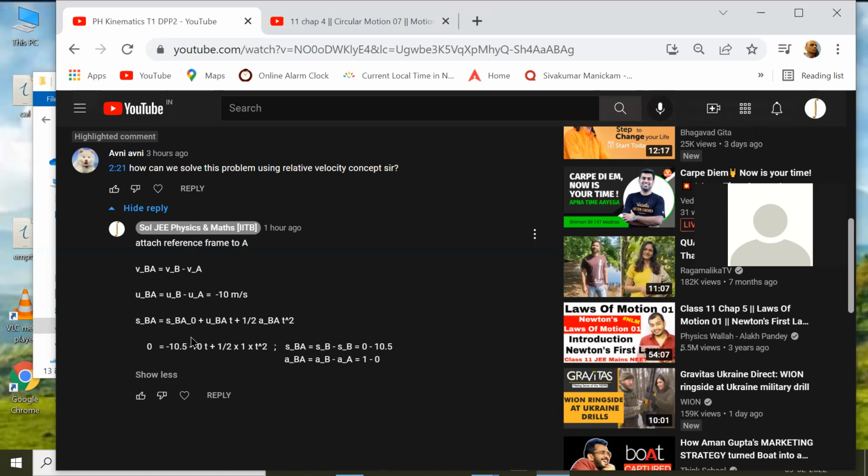Okay, so the same equation you just have to write in the reference frame attached to A. Whenever you use the frame attached to A, you just have to add the suffix A. Instead of SB, you write SBA. Instead of SB naught, you write SBA naught. Instead of UB, you write UBA. Instead of AB, you write ABA. Everything is referenced to the frame attached to A. So this is clear now? Yes, sir.